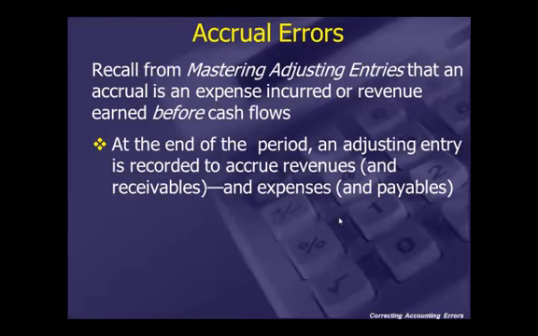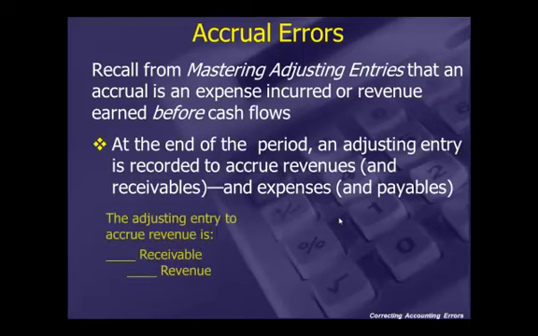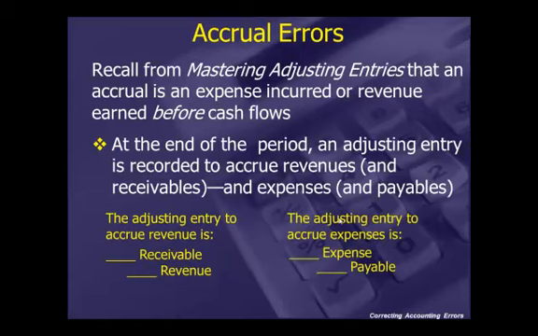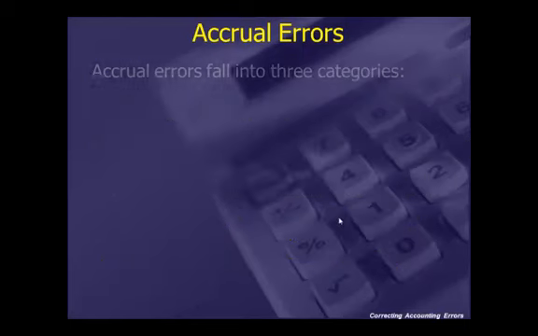So at the end of the period, an adjusting entry is recorded to accrue revenues and receivables and to accrue expenses and payables. The adjusting entry to accrue revenue is some type of receivable is debited and then its related revenue is credited. The adjusting entry to accrue expenses is to debit an expense account and credit a related payable account.